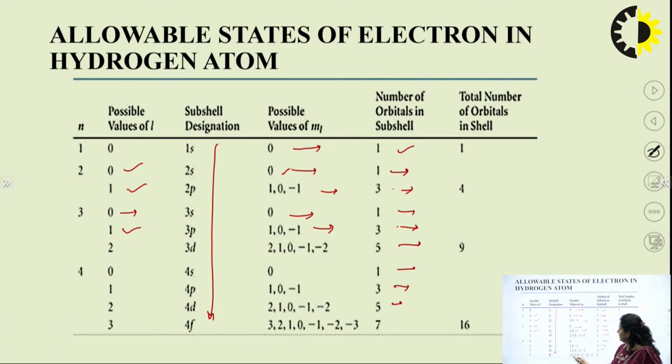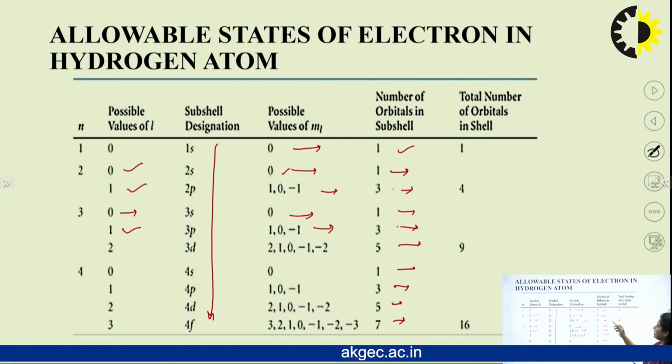Similarly for 3 it is 3, 2, 1, 0 and -1, -2 and -3. So total elements are 7. So we can see the number of orbitals in subshells and then the total number of orbitals in a shell. So total number of orbitals in a shell, we can add these two.